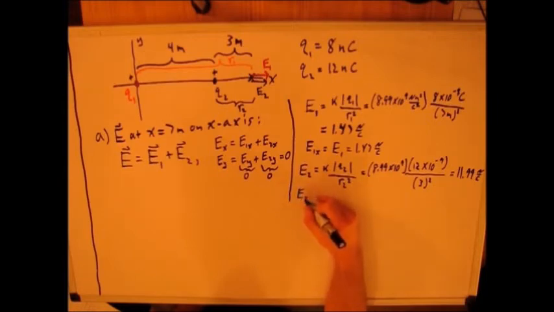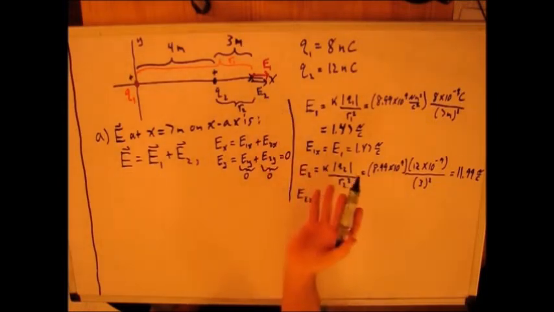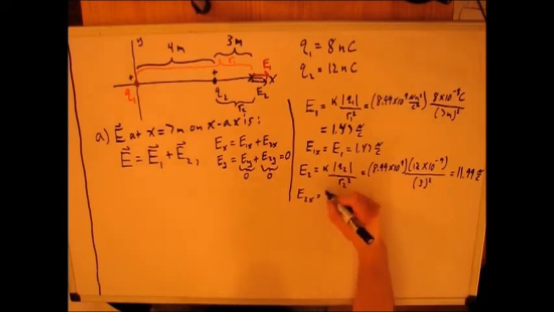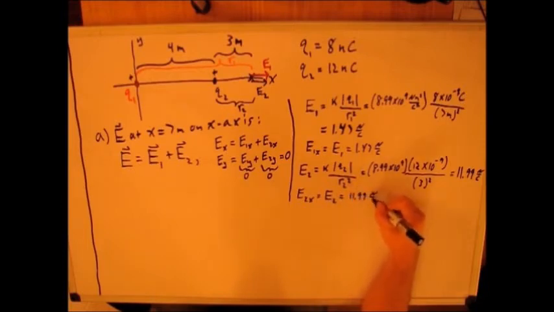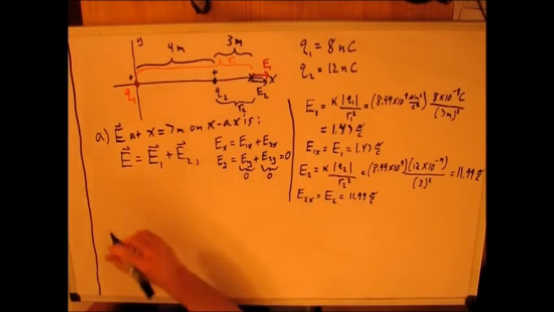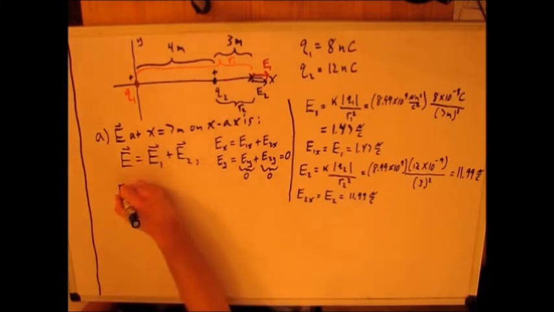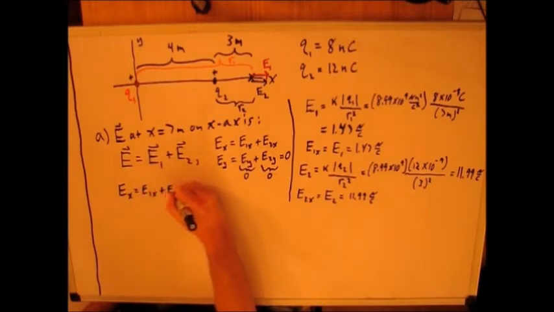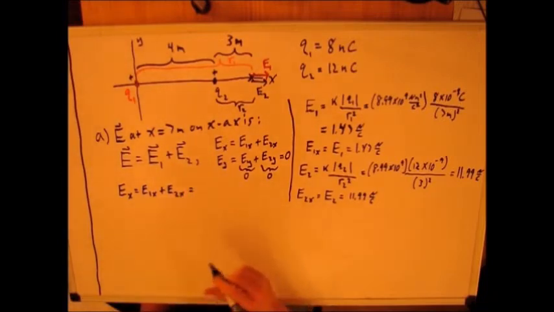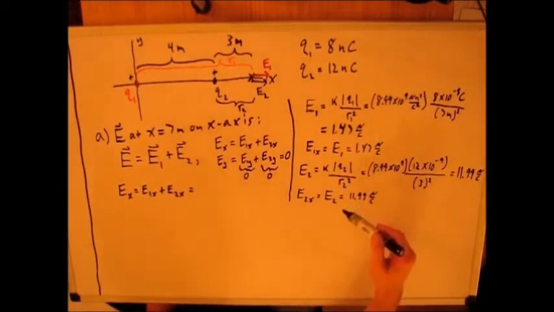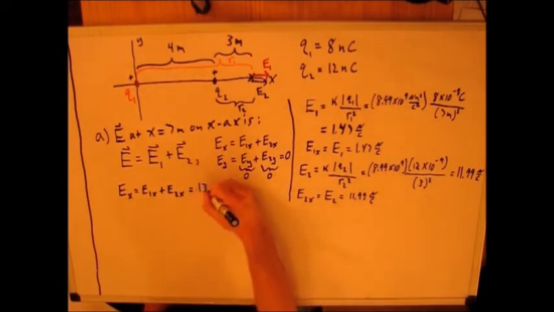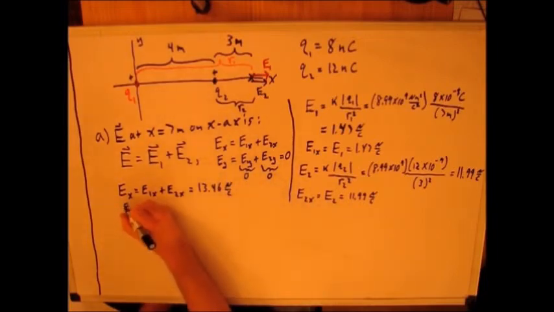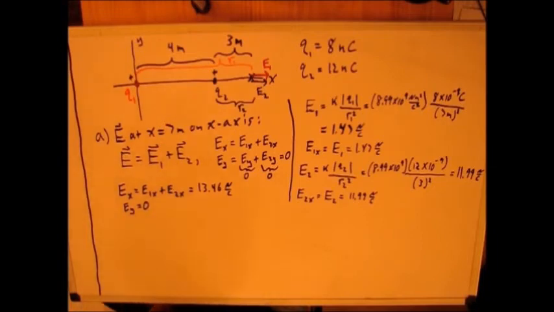So what's its x component? Well, again, E2 is just pointing in the positive x direction. So the x component of E2 is just the magnitude, E2. So 11.99 newtons per coulomb. Okay, so the net electric field at that spot, the x component, is E1x plus E2x. And so that is adding together 1.47 and 11.99. And so that's 13.46 newtons per coulomb. Ey, we already said, was 0 at that point.